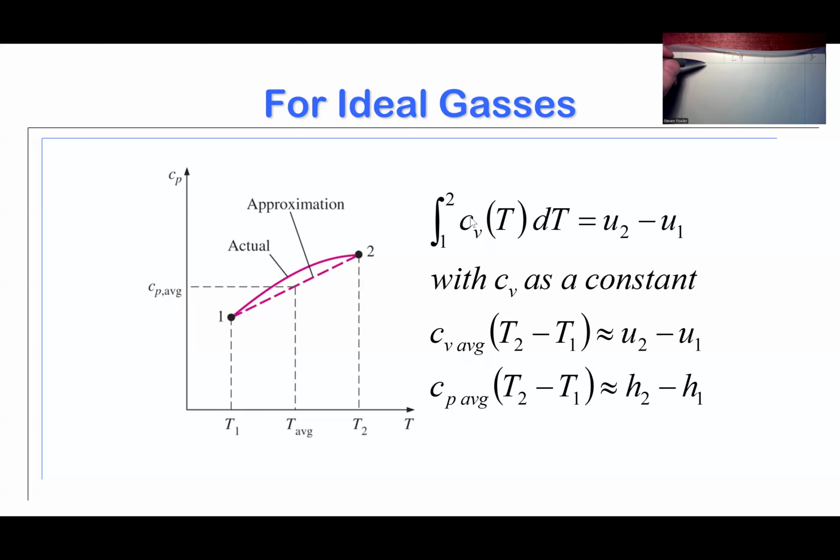If I integrate from T1 to T2 of C sub V dT, that's equal to delta U for an ideal gas. If I assume that C sub V is constant at the average temperature, it comes out of the integral, and I'm just integrating dT. So C sub V at the average temperature times the change in temperature gives me a good approximation for the change in internal energy. We can do the same thing for enthalpy: C sub P at the average temperature times the change in temperature gives me a really good approximation for delta H.